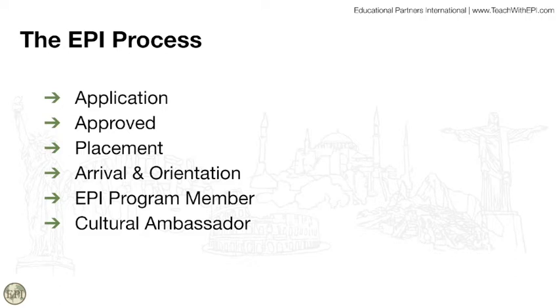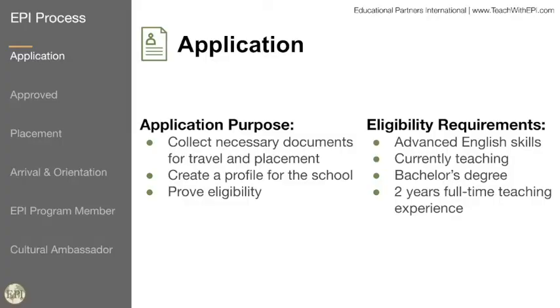So the EPI program can be broken into these 6 steps. First, you will fill out an application to determine program eligibility. Then your application is moved to approved, where you become eligible for school interviews. After completing a successful interview, you become placed in a U.S. school. You then prepare for arrival and orientation in the USA, and you become an EPI program member. You will spend 3 years in the U.S. as an EPI teacher, then you will return home to become a cultural ambassador around the world.